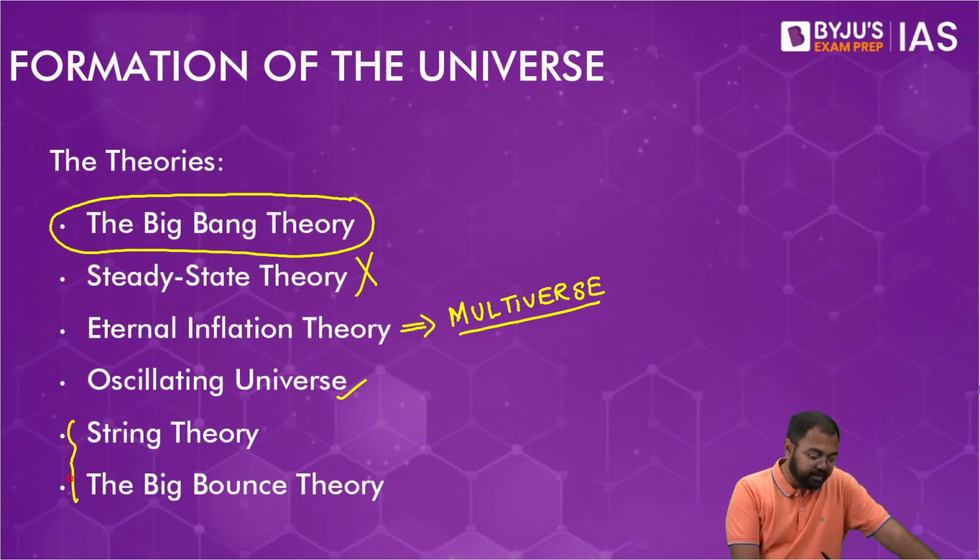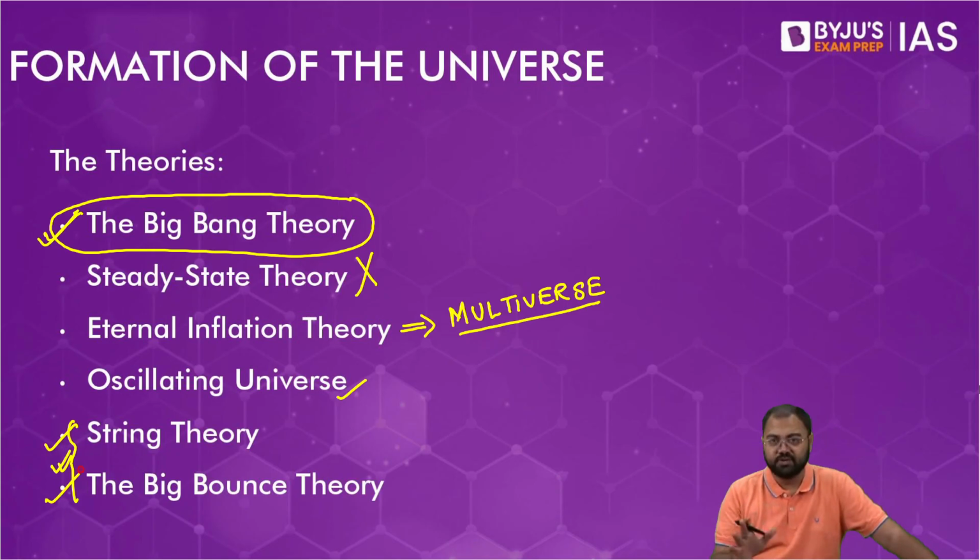String theory and big bounce are, I would say, a little more important, and we'll discuss about them. So these three, the Big Bang theory, the string theory, and the big bounce theory, these are three theories which sometimes will be in the news, and they are important because especially when it comes to the Big Bang theory, this is the most widely accepted.